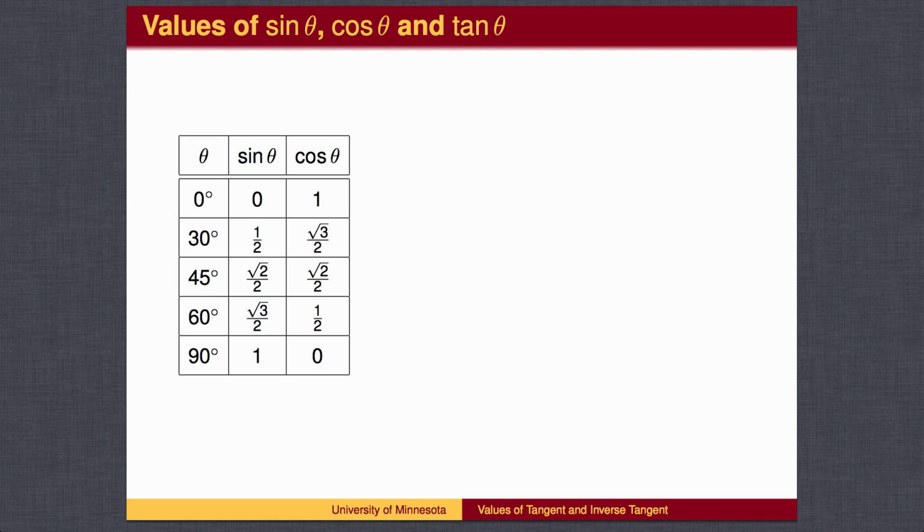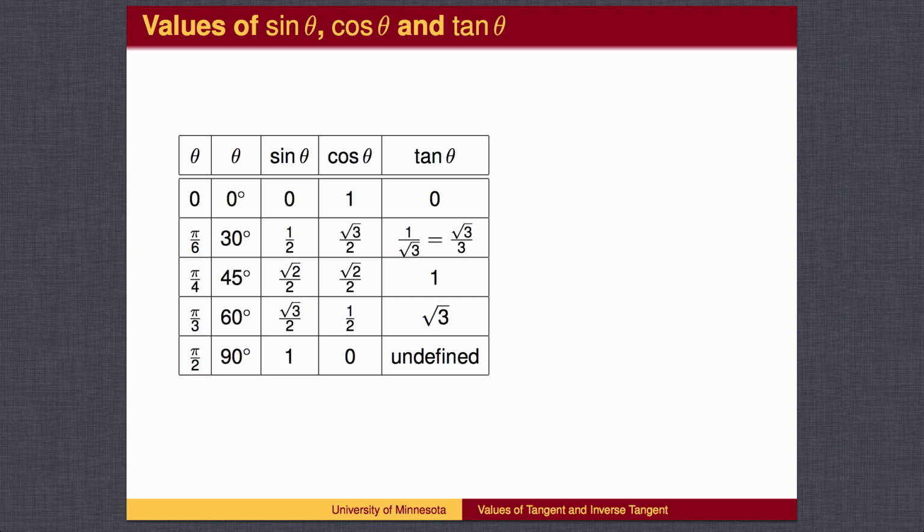We have found values for sine and cosine for some special angles. Here is a table of values in the first quadrant with the angles measured in degrees. We can also measure the angles in radians. We can find the value of tangent for these angles by using the definition tangent equals sine divided by cosine.